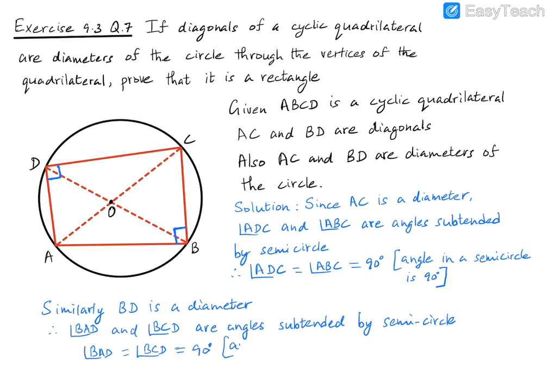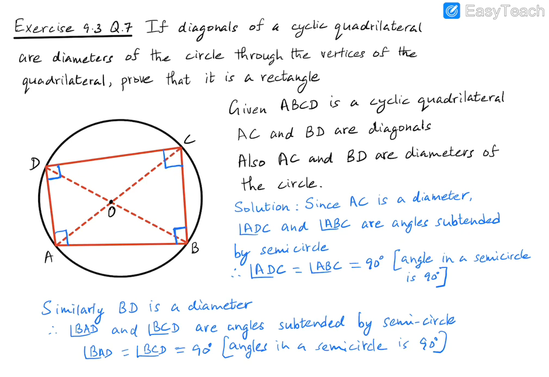So as before, they are angles in a semicircle, which is 90 degrees. Okay, so now we have shown that the angle BAD is also a right angle, and the angle BCD is also a right angle. So now we have shown that all the four angles of this quadrilateral are equal to 90 degrees.